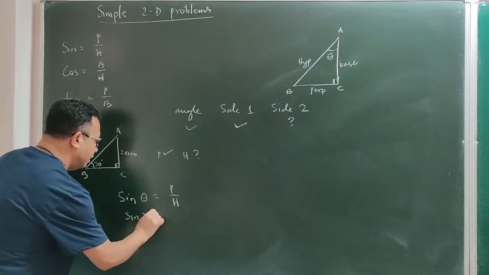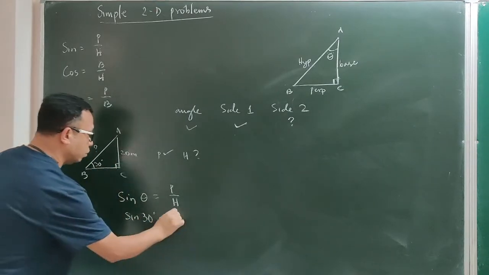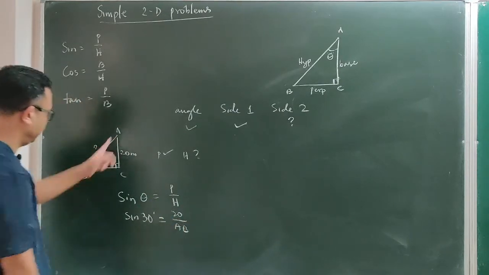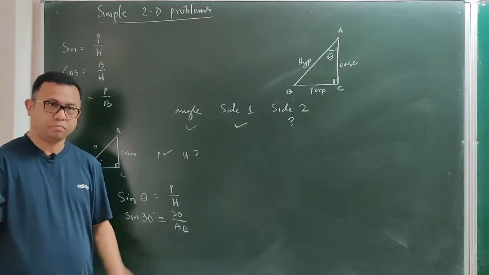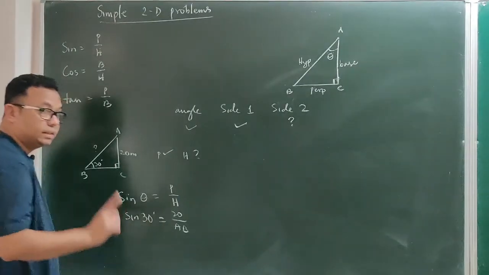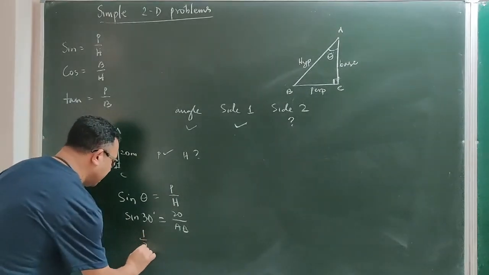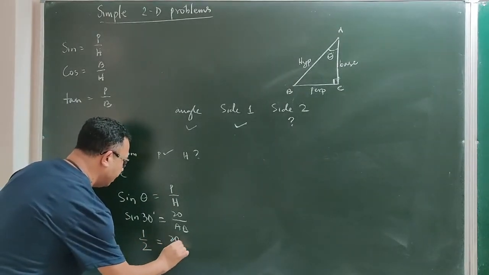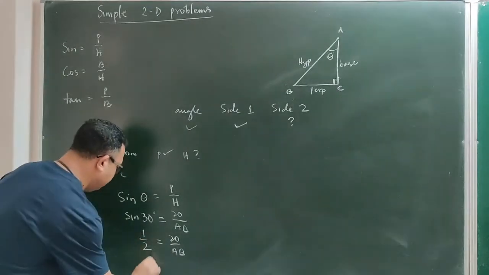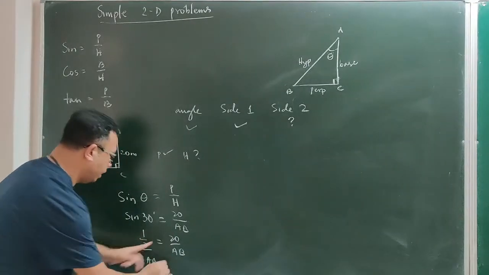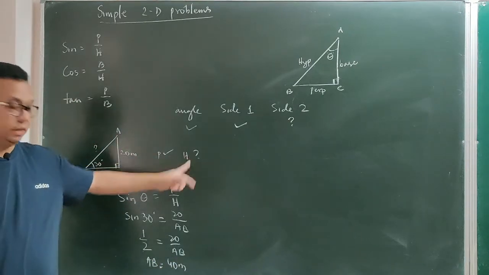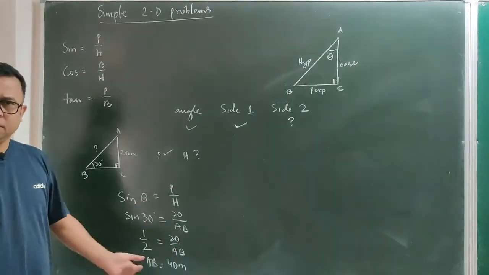Sine 30 degree is equal to perpendicular over hypotenuse. Perpendicular is 20 and hypotenuse is what we are looking for, and hypotenuse is AB. Now from the table, you know sine 30 is a standard angle, and it is half. So half is 20 by AB. Now I'll cross multiply. AB into 1 is AB and 2 into 20 is 40. So AB, the hypotenuse that was asked, is 40 meters.